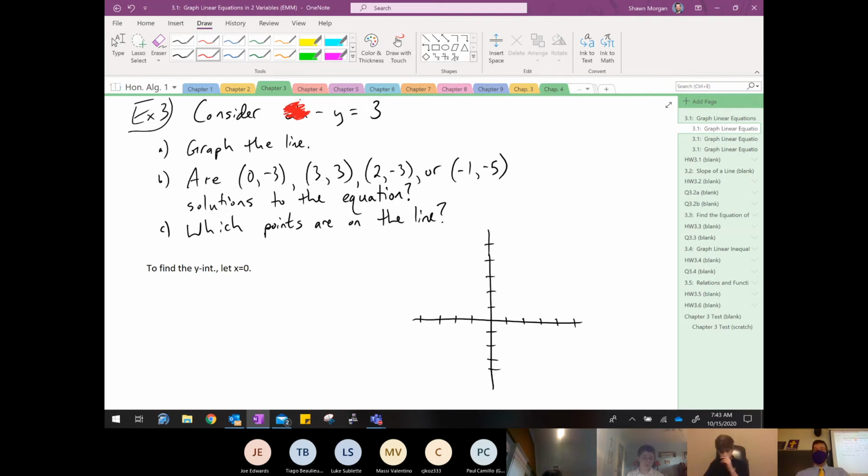Negative 3. We just divide both sides by negative 1. So y equals negative 3. That's my y-intercept. That's easy, easy lemon squeezy right there. Y equals negative 3. There's my y-intercept. Okay.